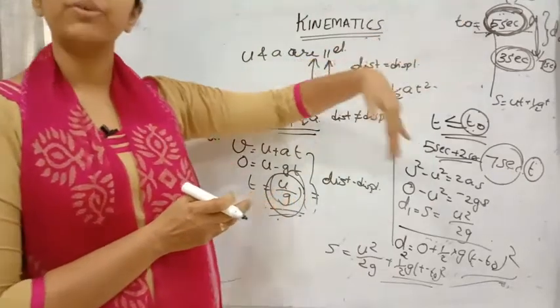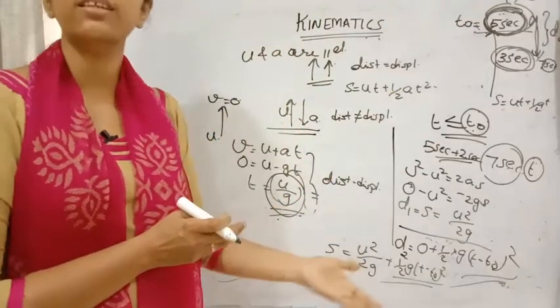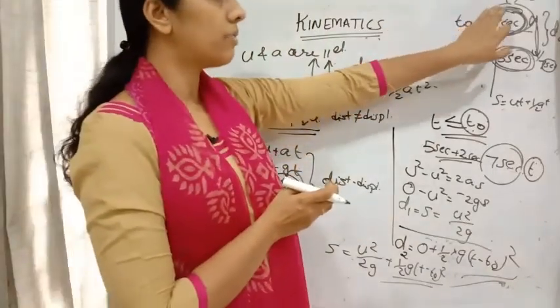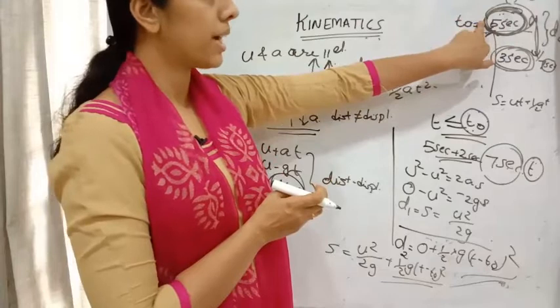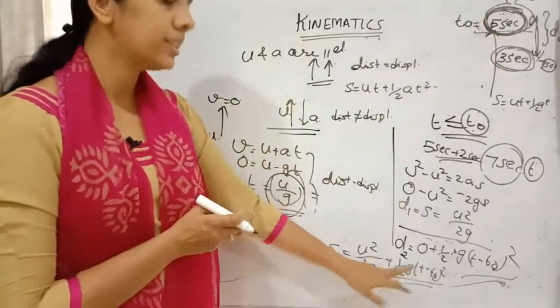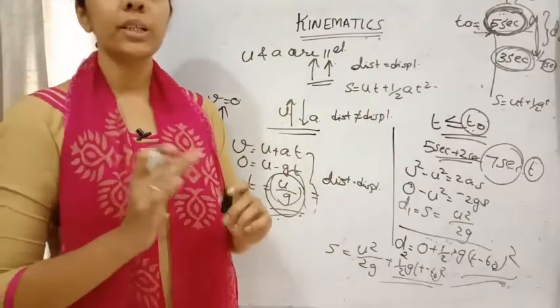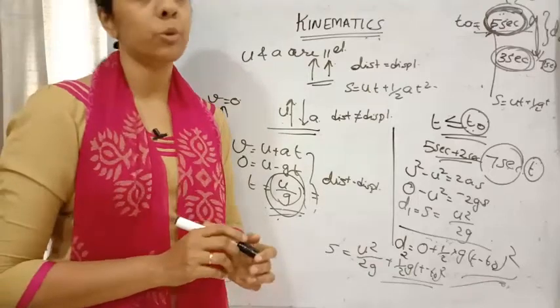Okay, if they are telling you to find the distance covered after the maximum height, that is, after the time interval of reaching the maximum height, then you can use this formula: u square by 2g plus half g into (t minus t0) the whole square. So we will do one numerical relating to that, then it will be more clear to you.